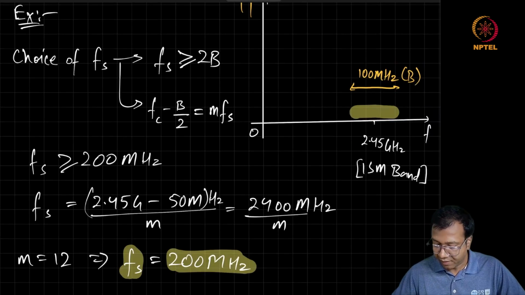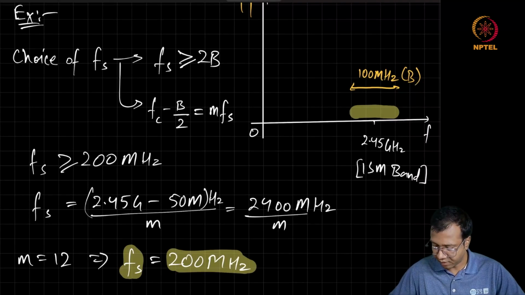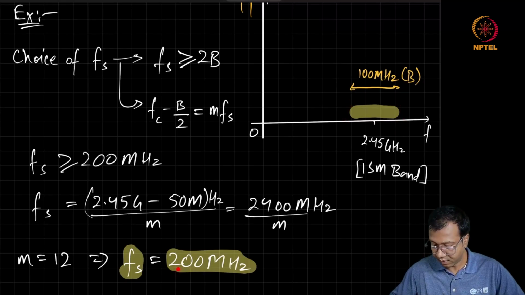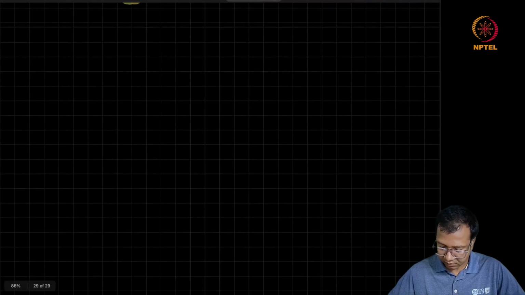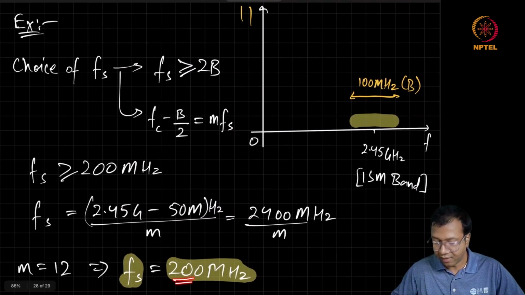So this example illustrates that we can choose a sampling frequency which is much lower than the actual frequency content of the input signal which needs to be sampled. So it helps in designing an ADC which will consume less power because it's going to be operating at a much lower sampling rate. And even though 200 megahertz can still be a high sampling frequency for many applications, it is a practical one.